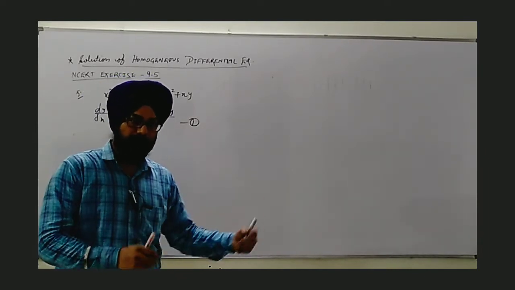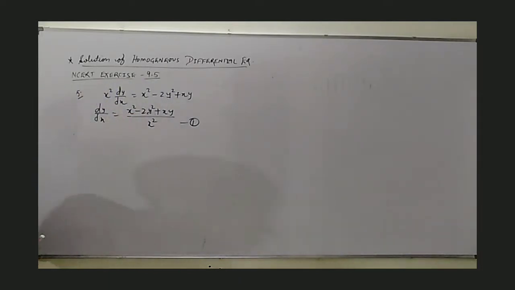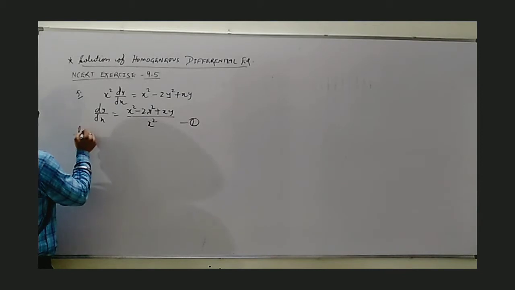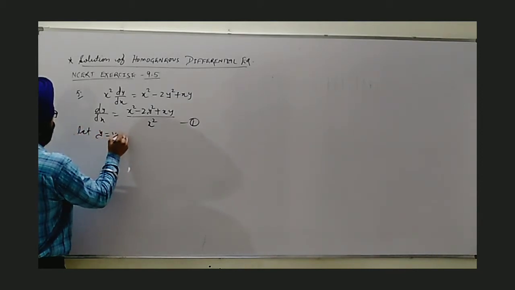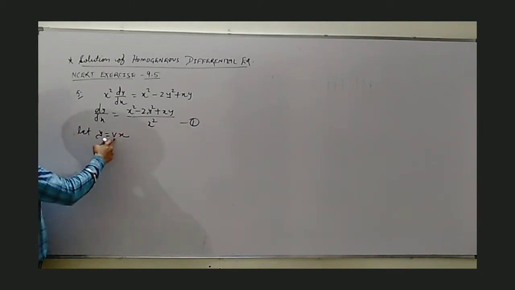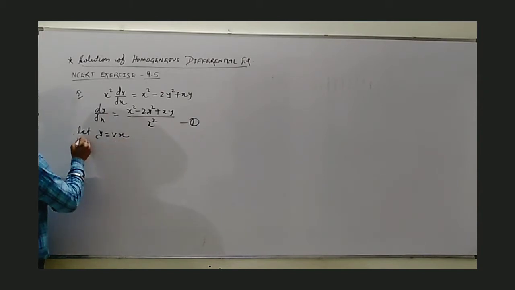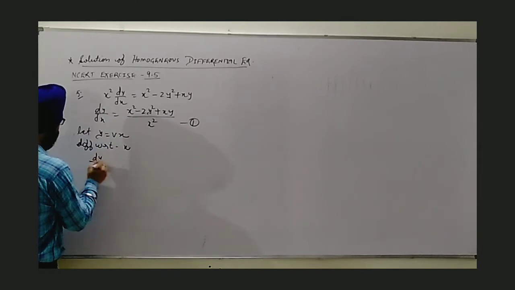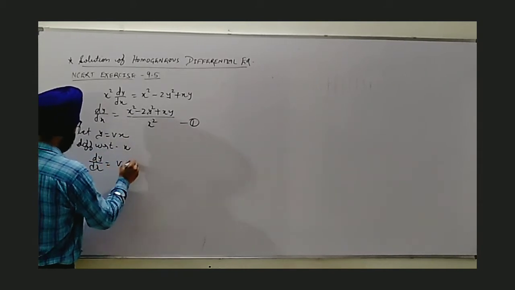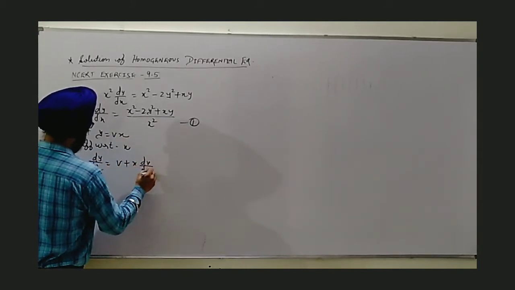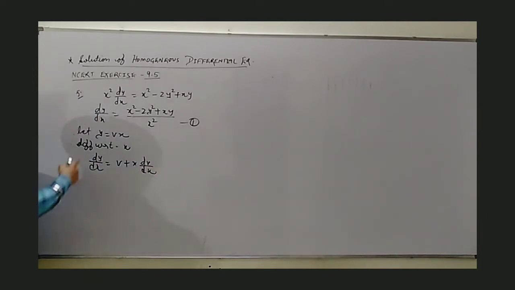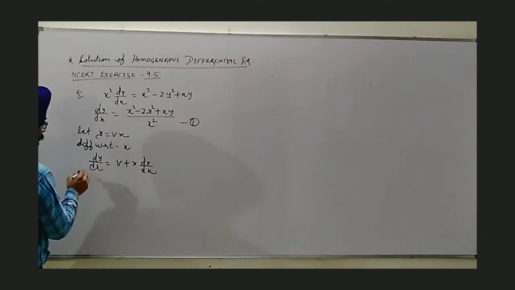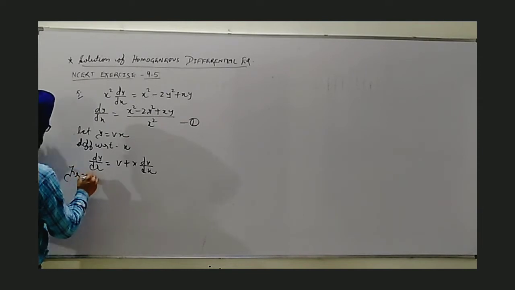My main focus will be here on the solution. Here we go. We need to solve, we will apply the same method. Let y in parametric form be vx. Differentiating with respect to x, we find dy by dx as v plus x dv by dx by the product rule. Once again, these two values will be substituted in equation number 1.